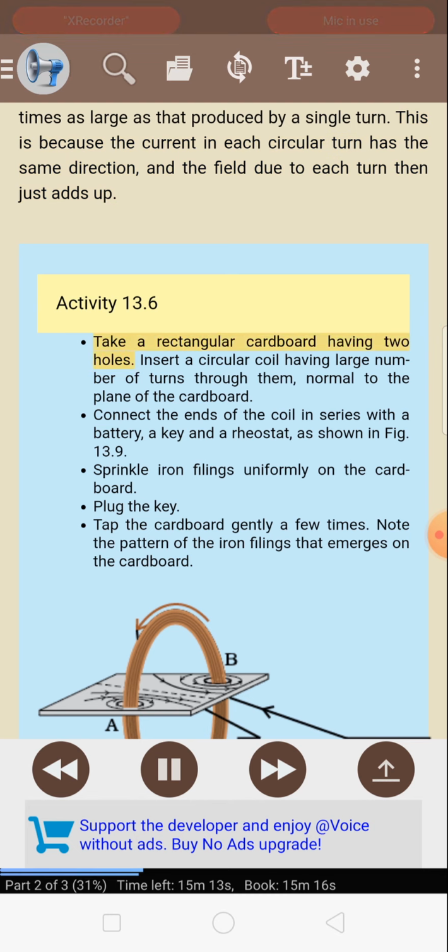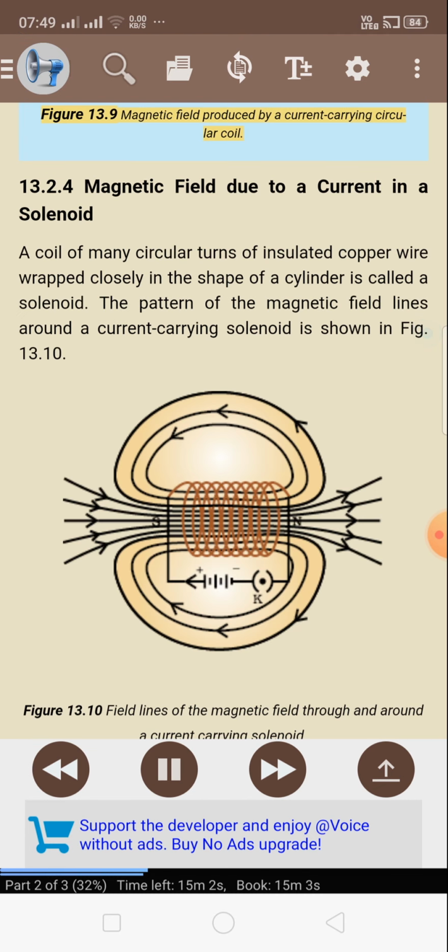Activity 13.6. Take a rectangular cardboard having two holes. Insert a circular coil having large number of turns through them, normal to the plane of the cardboard. Connect the ends of the coil in series with a battery, a key and a rheostat, as shown in figure 13.9. Sprinkle iron filings uniformly on the cardboard. Plug the key. Tap the cardboard gently a few times. Note the pattern of the iron filings that emerges on the cardboard. Figure 13.9 Magnetic field produced by a current carrying circular coil.